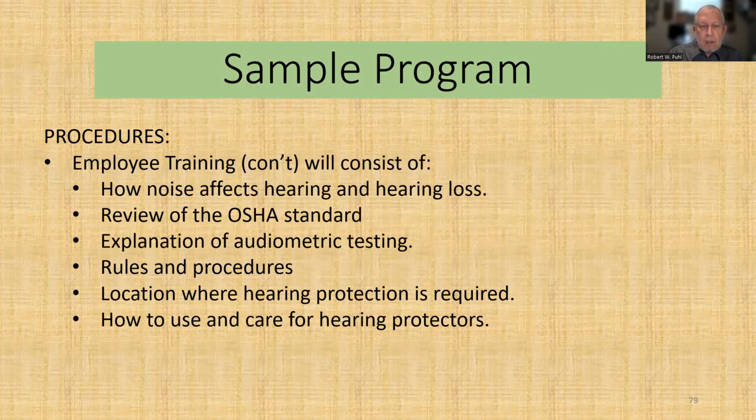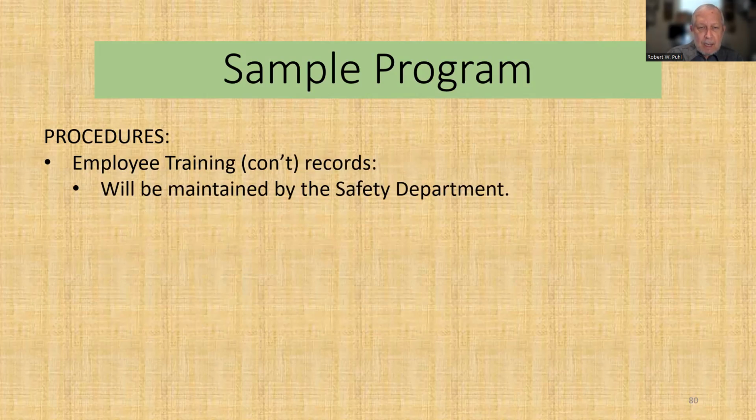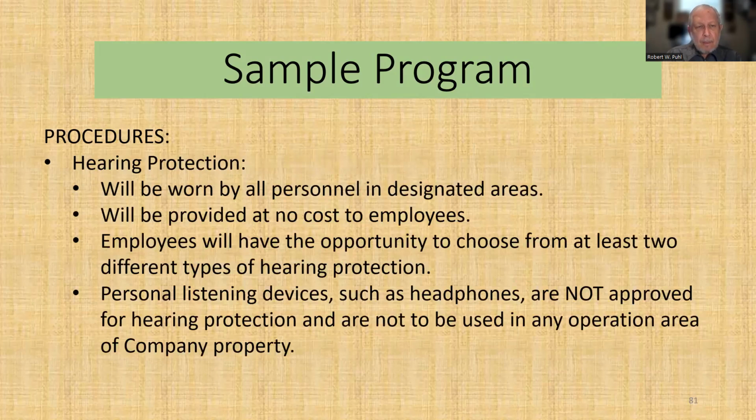It'll consist of how noise affects hearing and hearing loss, review of the OSHA standard, explanation of audiometric testing, rules and procedures, location where hearing protection is required, and how to use and care for hearing protectors. This policy is maintained by the safety department, training records. Hearing protection will be worn by all personnel in designated areas, will be provided at no cost to employees. Employees will have the opportunity to choose from at least 2 different types of hearing protection.